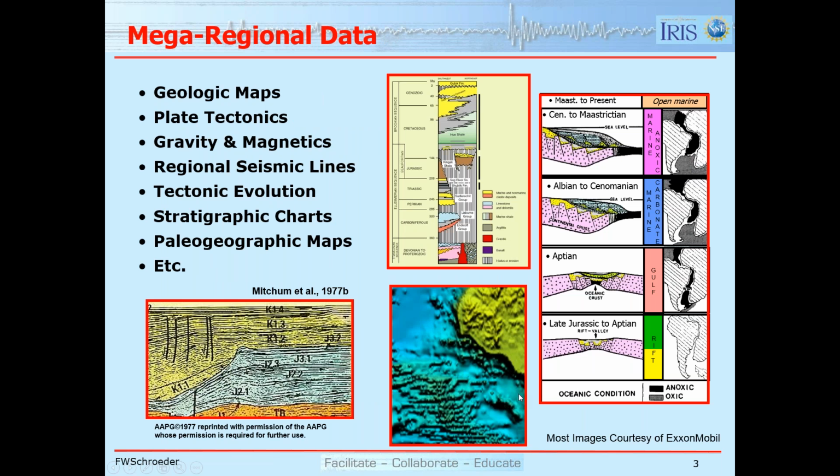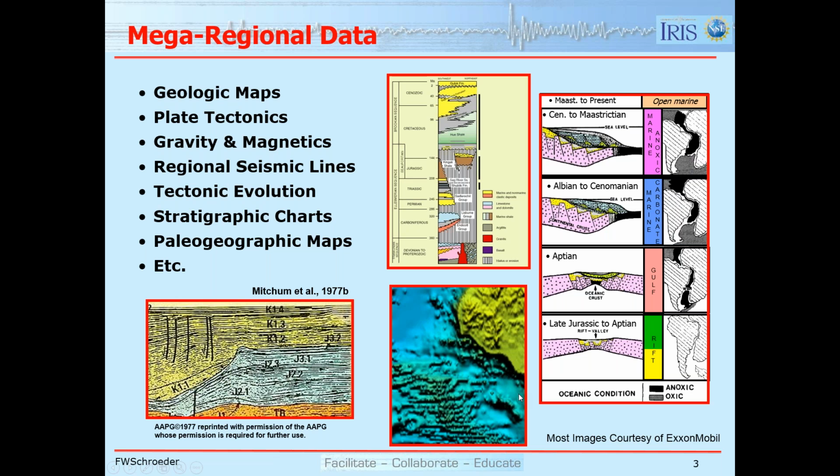At the mega regional scale, we have various types of data and tools, a variety of different types of geological maps. We are very interested in plate tectonics and how the particular basin that we're looking at formed and filled with sediments. We can collect gravity and magnetic data and get information on the basin in that fashion.